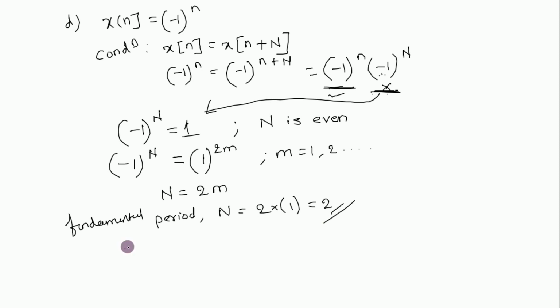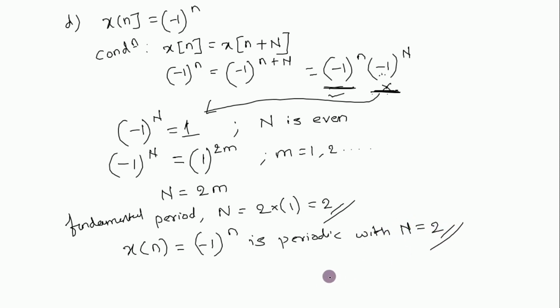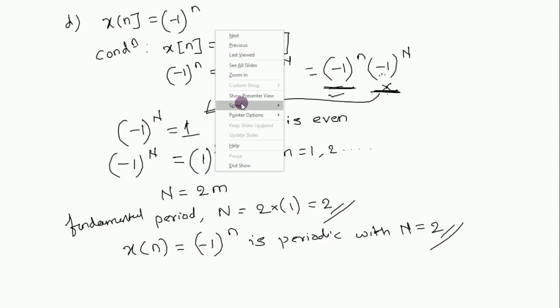So what is your conclusion? x of n equal to minus 1 raised to n is periodic with fundamental period n equal to 2. That should be your answer. Okay, we'll take one more last example for today.